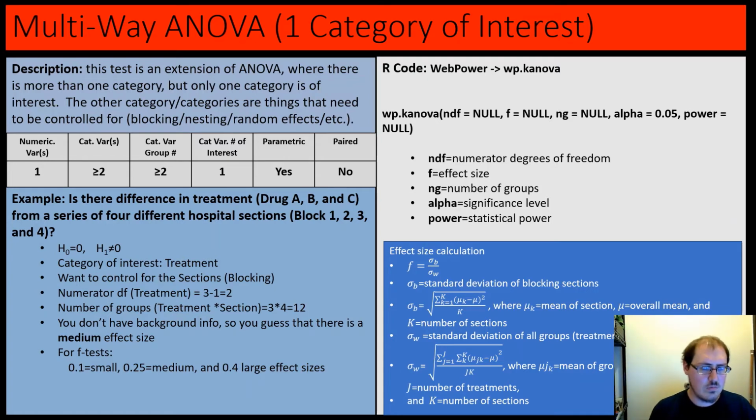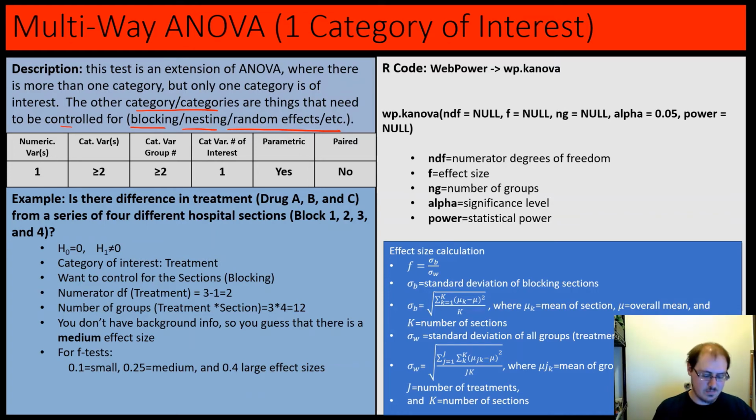However, in this kind of ANOVA, where I say one category of interest, you only actually care about one of those categories. So maybe say your gender, but you want to control for your age class. So that other category we call control for. Sometimes you'll hear this called blocking ANOVA, nesting ANOVA, random effects ANOVA. All of these are what I would call variables to control for.